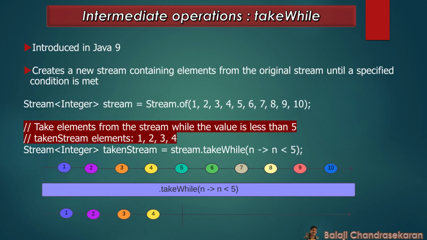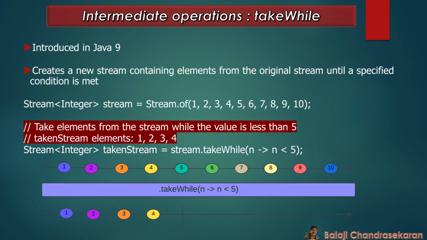The takeWhile method is a new feature introduced in Java 9 for the Stream API. It allows us to create a new stream that contains the elements from the original stream until a specified condition is met. Once the condition becomes false, the stream stops processing and no more elements are included.